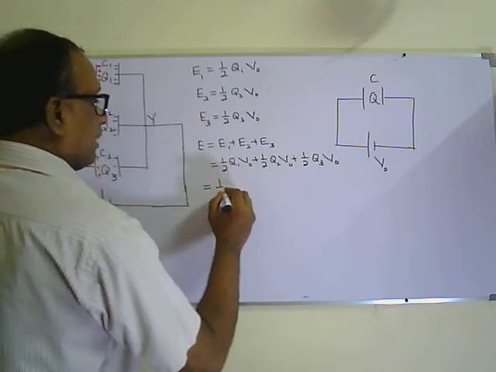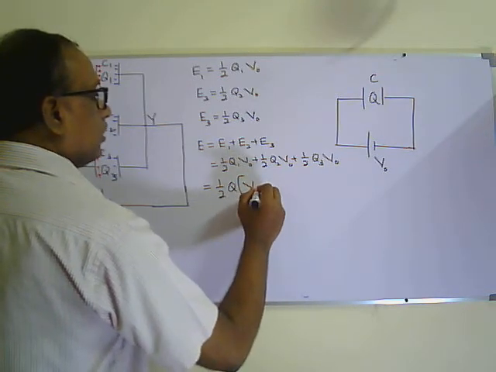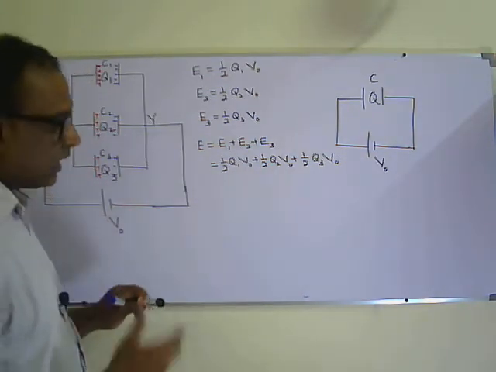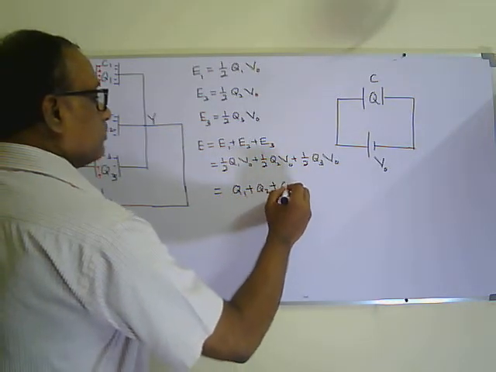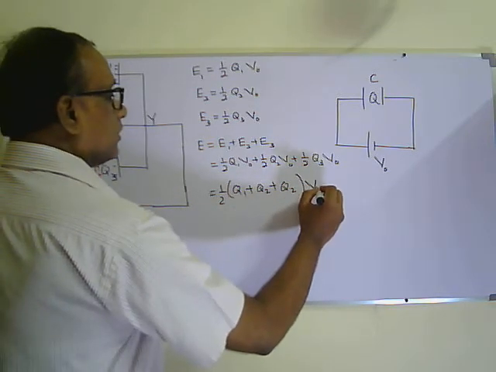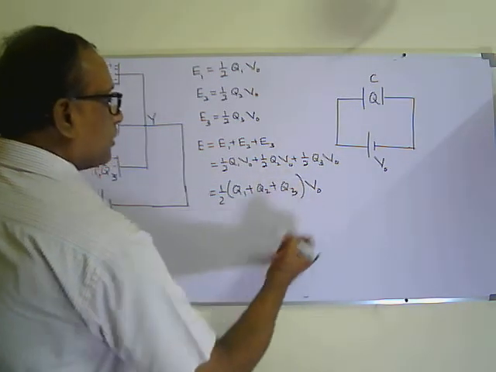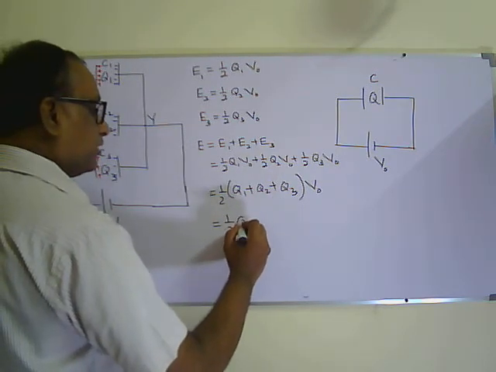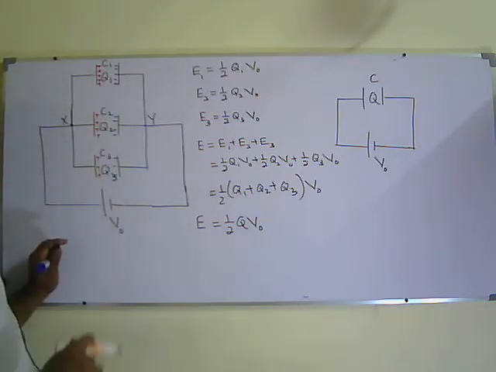So we can take half V naught common. I can say half times Q1 plus Q2 plus Q3, times V naught. But Q1 plus Q2 plus Q3, if I call it Q, that's going to be half Q V naught. So that's the total energy of the parallel connection.